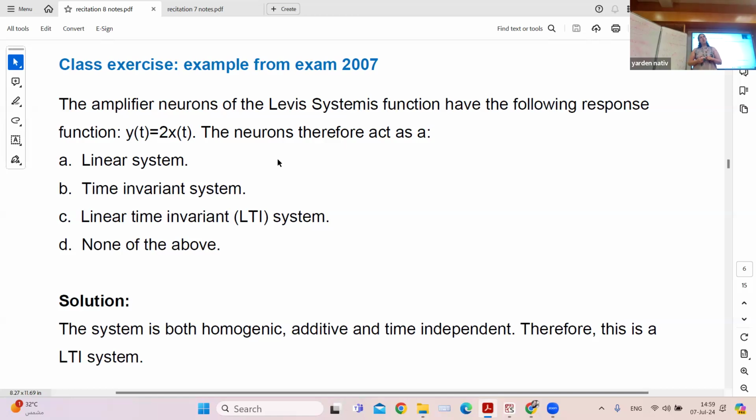Basically, time invariant doesn't mean that the output will be different. Yeah, it depends on the time of being here.